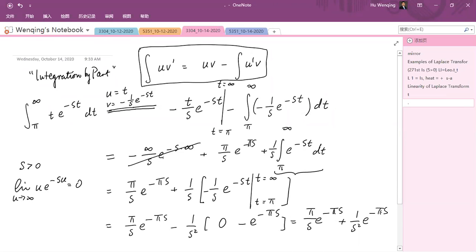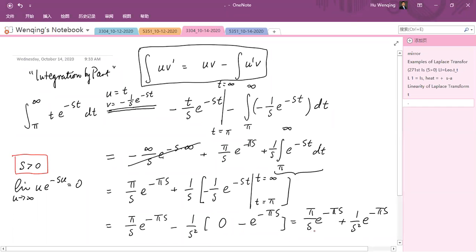Okay, but here you can see that during this calculation, we have made a very important assumption that s is to be positive. And this is usually the case. We have to use s to be positive in order to find the domain of definition for this function f of s. Is that good for everybody?